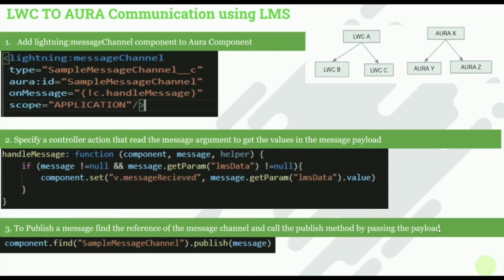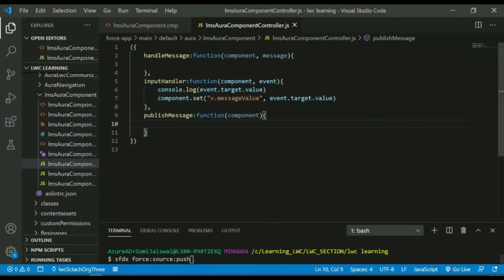So you need to first call your message channel. So message channel we define at step number 1, in which we gave the Aura ID. So we'll say component.find and give the Aura ID. It's similar to what in Lightning Web Component we do with this.template.querySelector. In Aura we use component.find with the ID, and we will call the publish method of this Lightning message channel and pass the message.